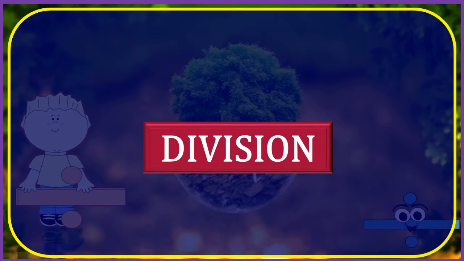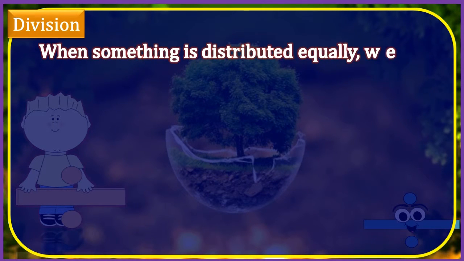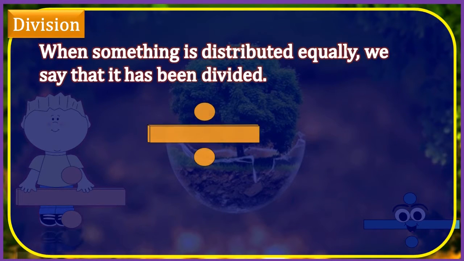Division. When something is distributed equally, we say that it has been divided. The symbol for division is this.